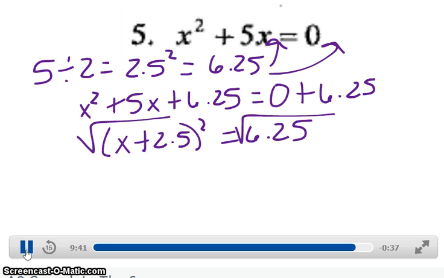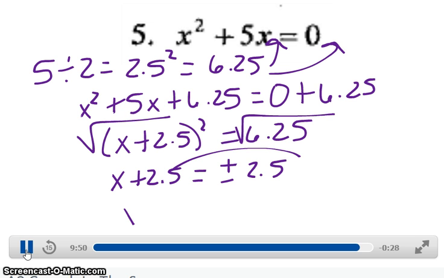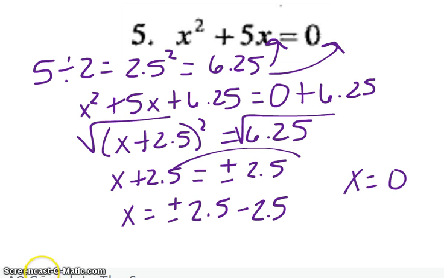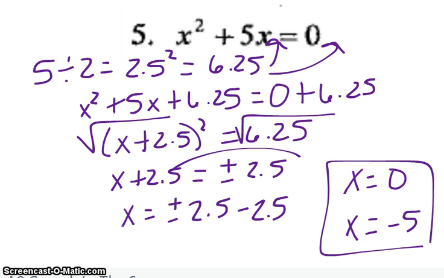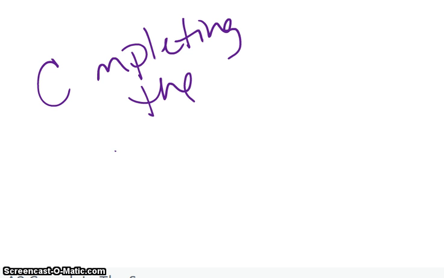Square root it. X plus 2.5 equals plus or minus 2.5. Move your 2.5. X equals plus or minus 2.5 minus 2.5. X equals 2.5 minus 2.5 is 0. X equals negative 2.5 minus 2.5 is negative 5. This was solving quadratics by completing the square.